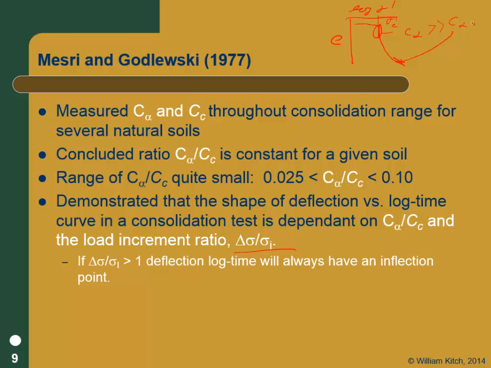So Mesri would tell you that all those data out there where they don't see inflections have to do with secondary compression and not having the appropriate load testing methods.